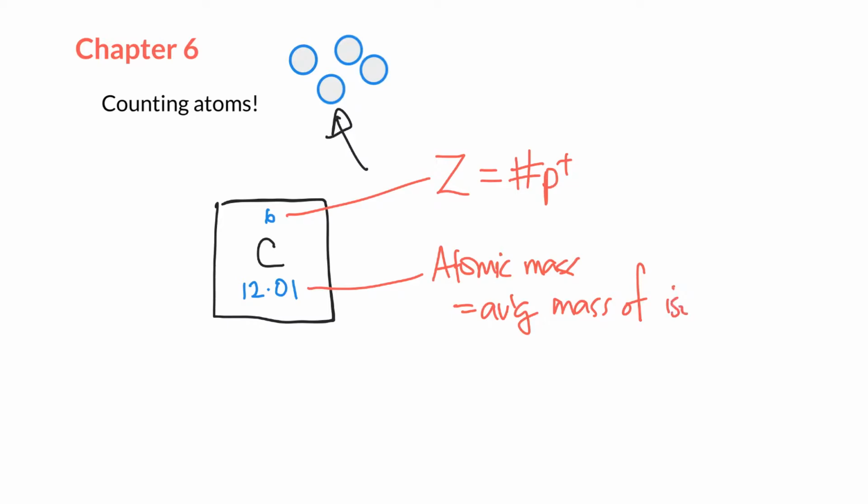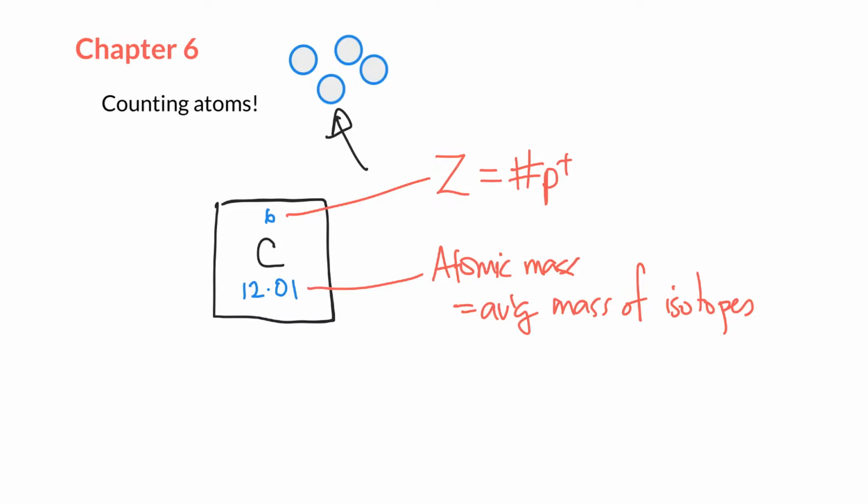Remember that some atoms can have different numbers of neutrons. Although chemically they're pretty much identical, they have a slightly different mass. That 12.01 is actually the average of about 98.9% carbon-12 and about 1.1% carbon-13. And that gives you 12.01.